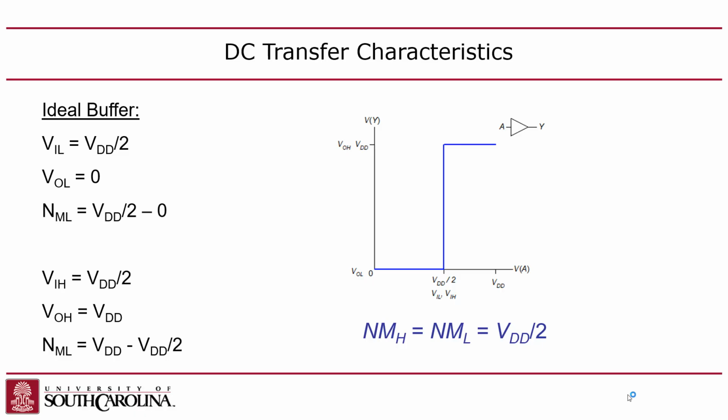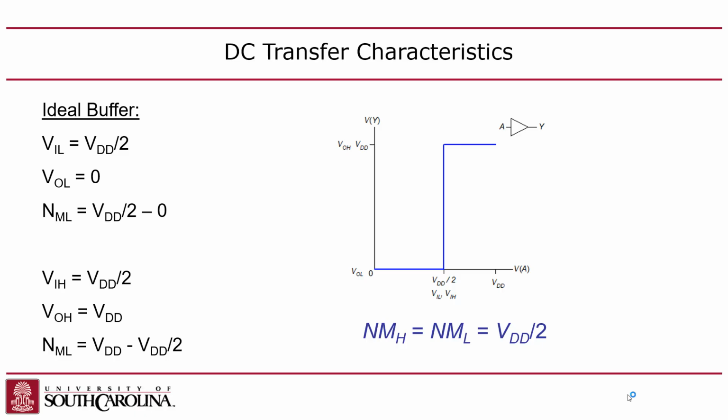And so you can calculate the noise margin, which is going to be the difference between the input low and the output low. In other words, if you have 2 of these buffers connected to one another, you can hit that intermediate wire with up to VDD over 2 volts of noise, and it won't cause any problems. That's the noise margin. And for the high, it's the same thing. V input high is VDD over 2. V output high is VDD. And so the noise margin there is the difference between those two.